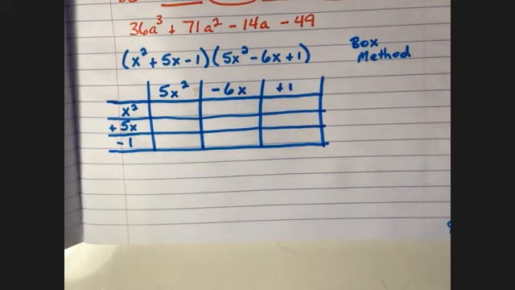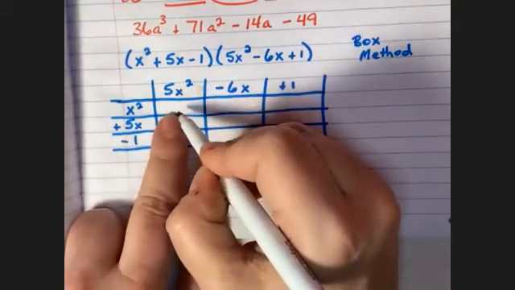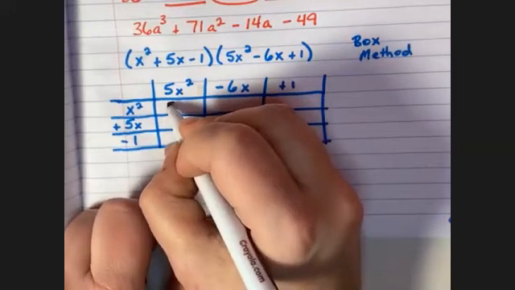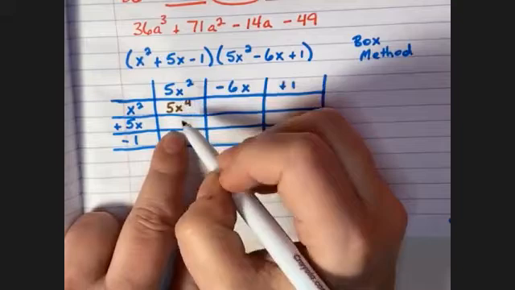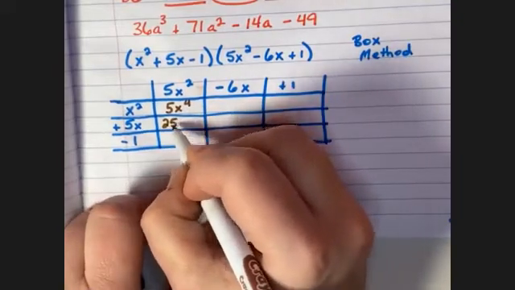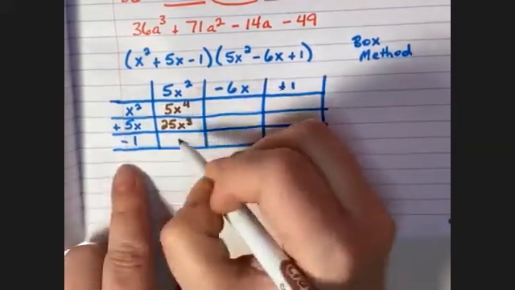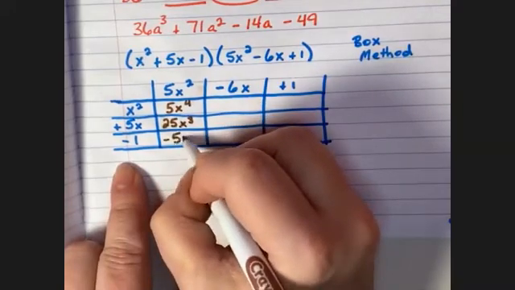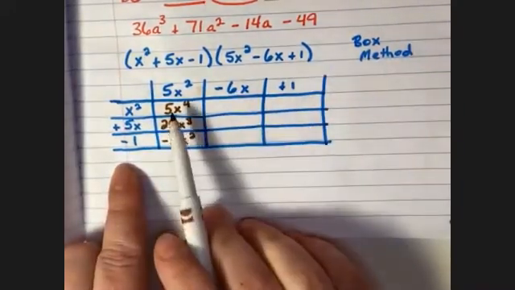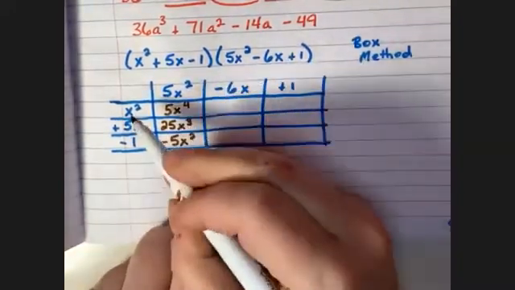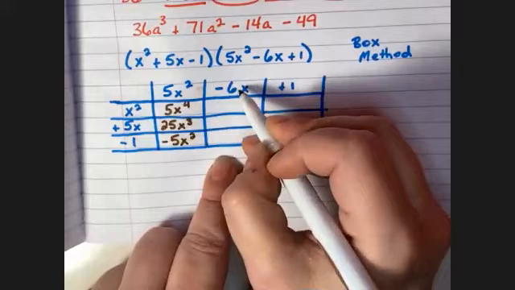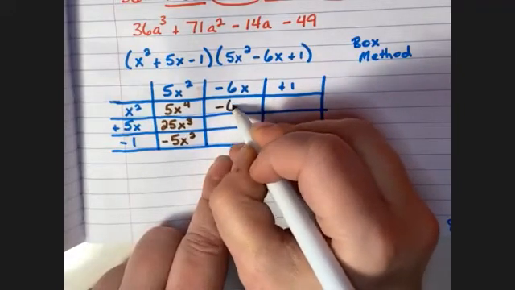So now I'm just bringing these in, and I'm going to multiply. So this one's x squared times 5x squared, and that's going to give me 5x to the fourth. Now I have positive 5x times 5x squared, 25x cubed. Negative 1 times 5x squared is negative 5x squared. And it doesn't matter if you go across each one and go down, or by columns. I'm just doing columns just because. So x squared times negative 6x is negative 6x cubed.